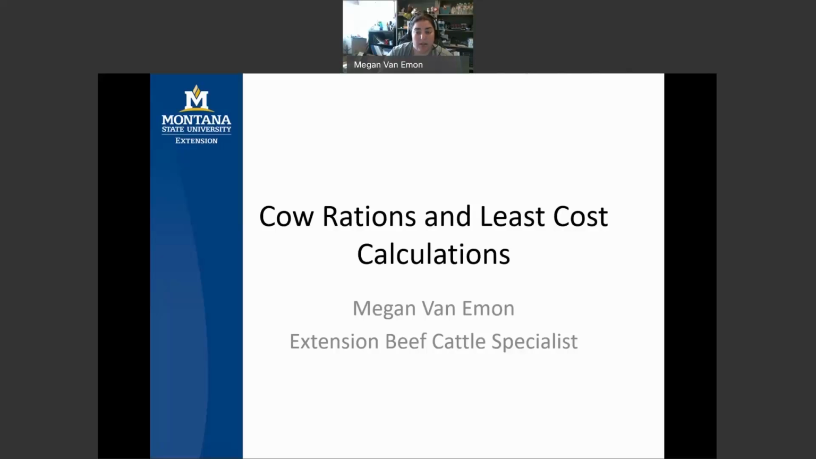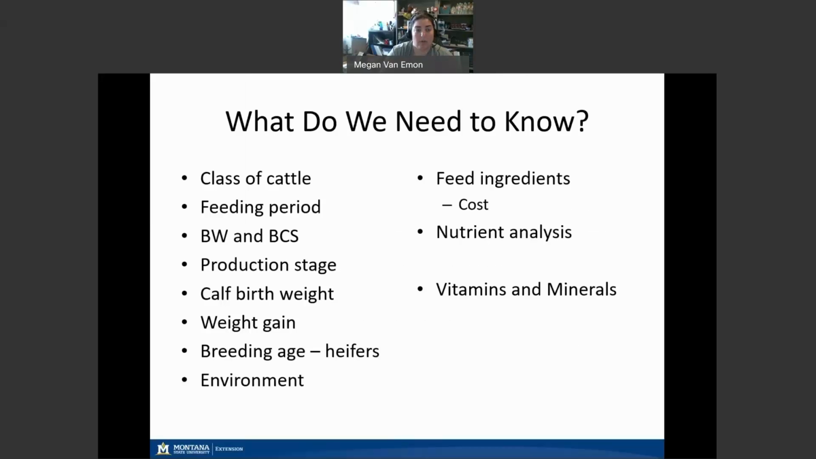Today I'll be presenting a few slides on developing some cow rations, what information we need, and how to calculate least cost rations without utilizing a ration formulation program. We're going to focus on mature cows for this portion.